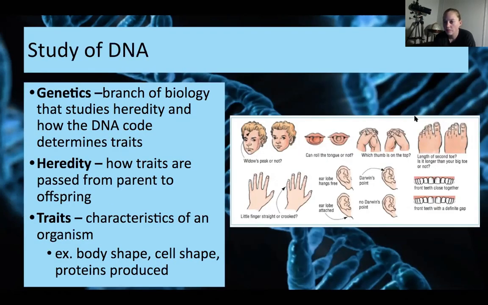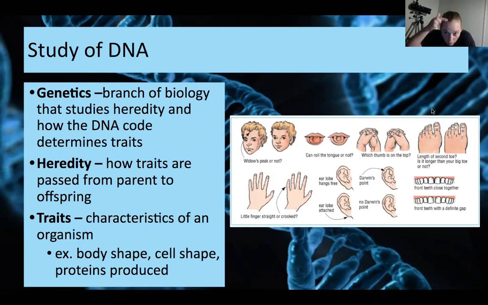Since the late 1950s and early 1960s, DNA has been studied very heavily. Heredity is how traits are passed on from parent to offspring. Genetics is the branch of biology that determines how the DNA code actually codes for a trait. And a trait is simply a characteristic of an organism, be it a physical characteristic or how a protein functions. Now, these are some traits in humans that are controlled by one single spot on our DNA.